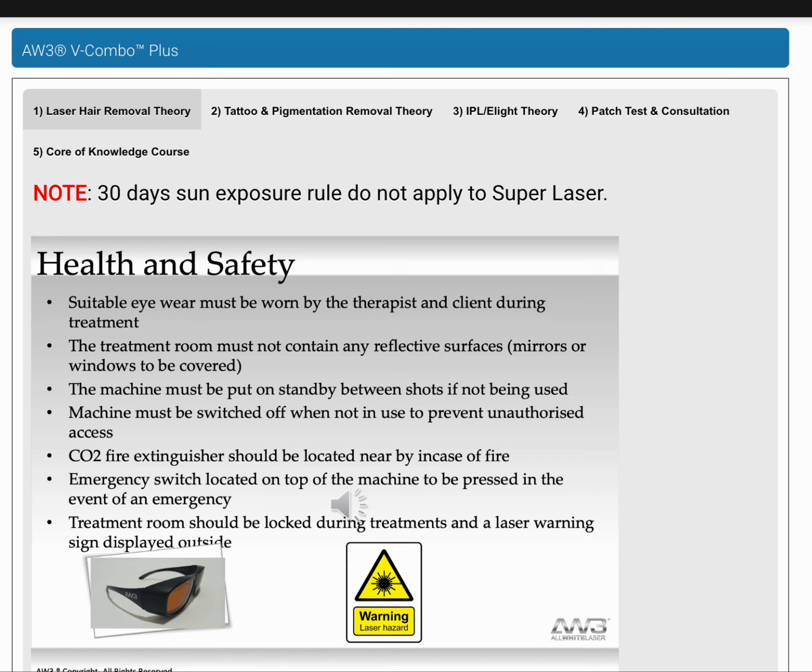CO2 fire extinguishers should be located nearby in case of fire. The emergency switch located on top of the machine to be pressed in the event of an emergency. Treatment room should be locked during treatments and a laser warning sign displayed outside.